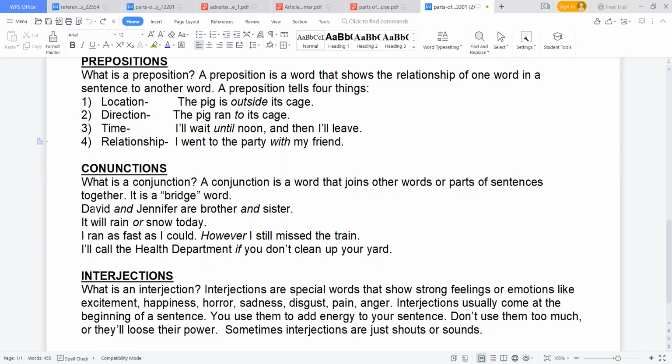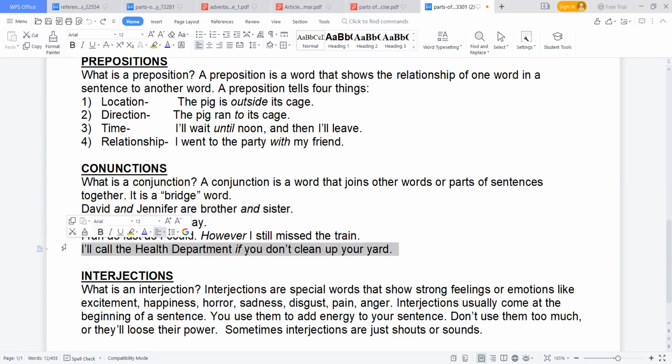Let's see an example. David and Jennifer are brother and sister. So in David and Jennifer, and is a connector here, and also in brother and sister. Next, it will rain or snow today. So or is a conjunction. I'm just connecting two words, rain or snow. Here also, I'm connecting two words, David and Jennifer.